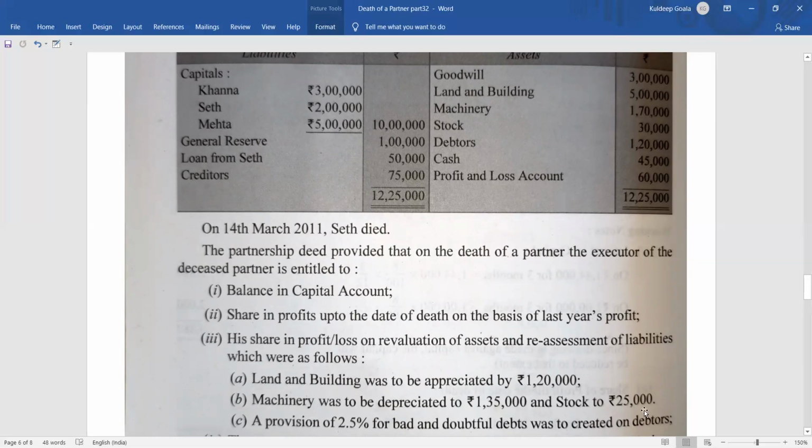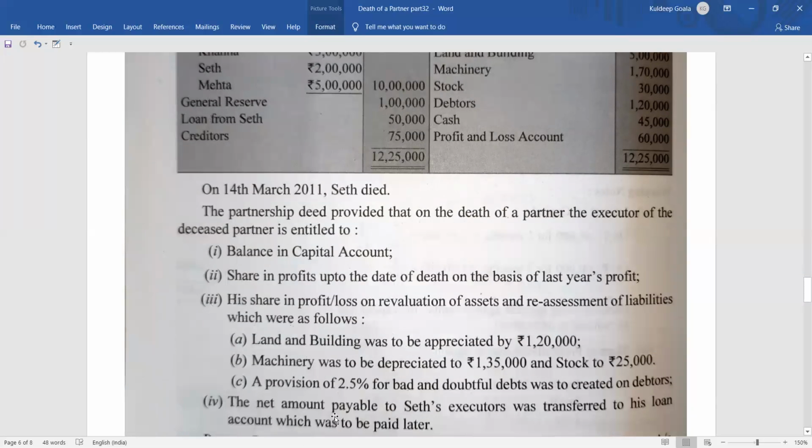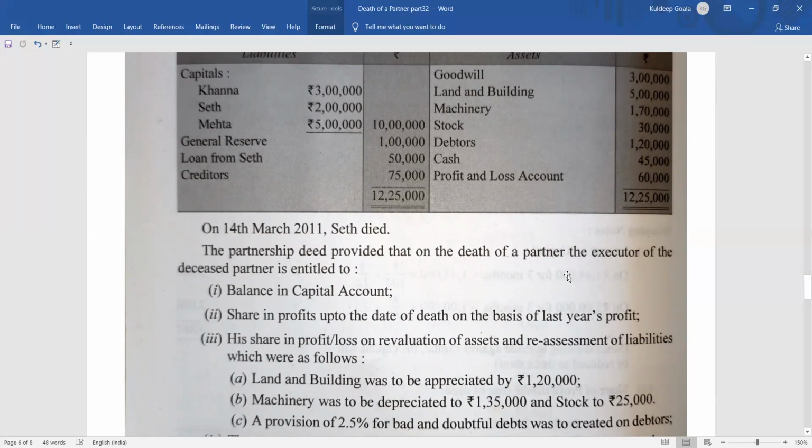And again, stock to 25,000. Stock was how much? 30,000. So you have to bring it down to 25,000. So again, stock will be debited in the revaluation account, debit side, right? Stock will be debited in the revaluation debit side as 5,000 because 5,000 is a loss here. After that, a provision of 2.5% is to be made for bad debt. Bad and doubtful debt was to be created on debtor. Okay, so how much is the provision? You have to find it out. Debtors were 1,20,000.